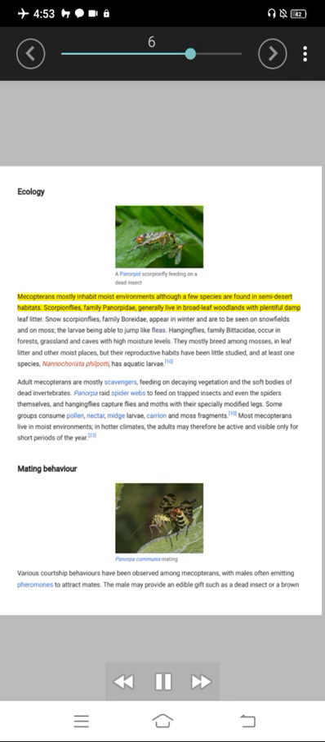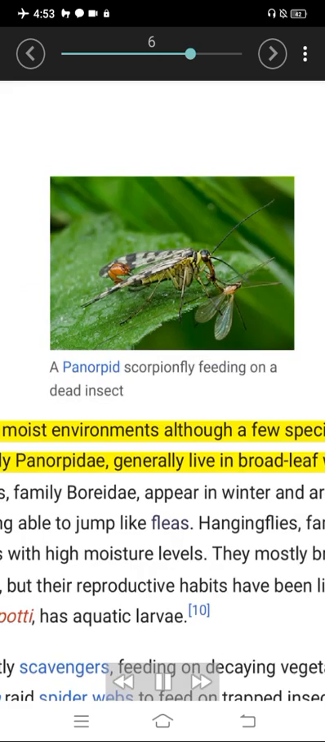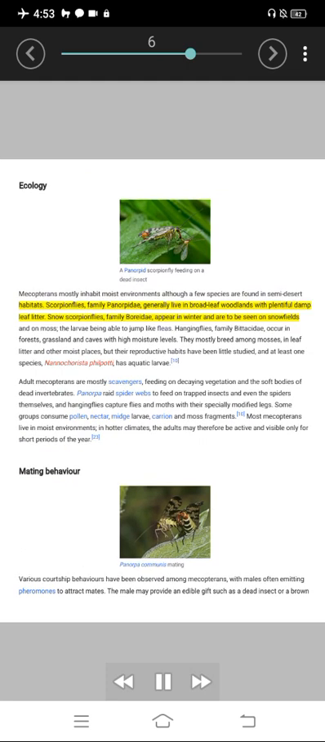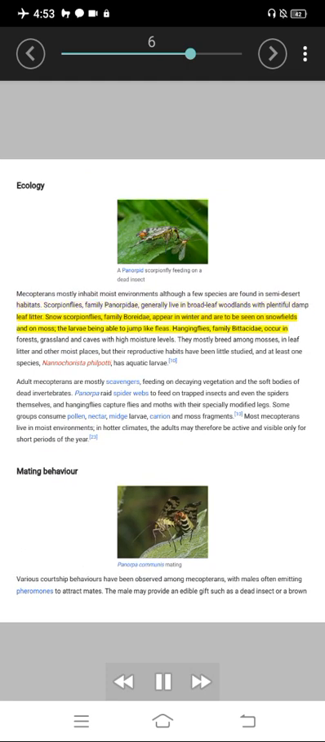Mecopterans mostly inhabit moist environments, although a few species are found in semi-desert habitats. Scorpionflies, family Panorpidae, generally live in broadleaf woodlands with plentiful damp leaf litter. Snow scorpionflies, family Boreidae, appear in winter and are to be seen on snowfields and on moss, the larvae being able to jump like fleas.